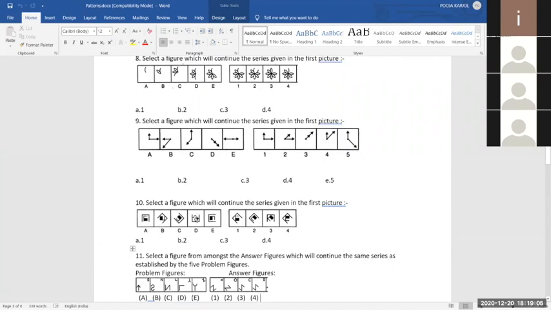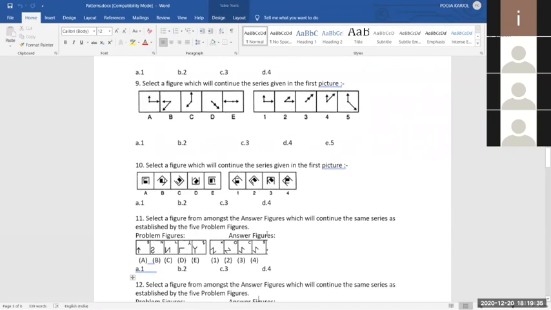135 degrees it is moving. B, D, then again 135. From B to D, it is moving 135 degrees. From this, the next will also be 135 degrees anti-clockwise. So if you see, it is the fourth one. Yes, fourth one. Understood? Anybody who didn't understand this?